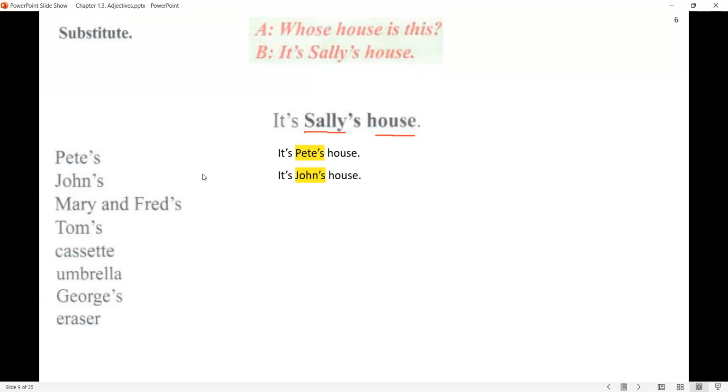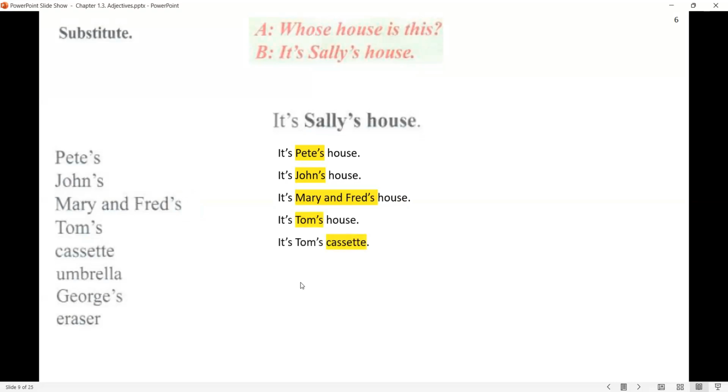Mary and Fred's. Pay attention to this one. Whenever you have more than one name, only the last name gets apostrophe S. I cannot use apostrophe S here and here. No, only the last one gets the apostrophe S when you want to show possession. So Mary and Fred's. It is Mary and Fred's house. Tom's. It is Tom's house.